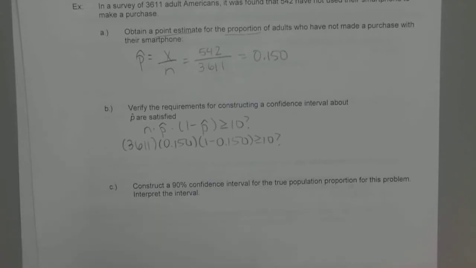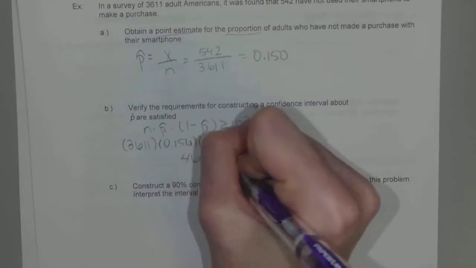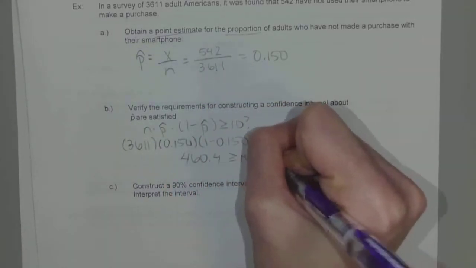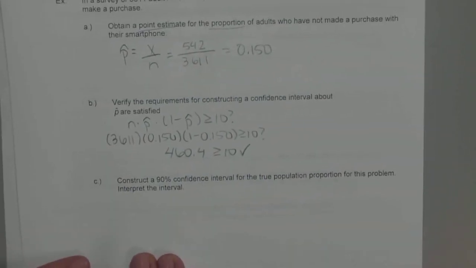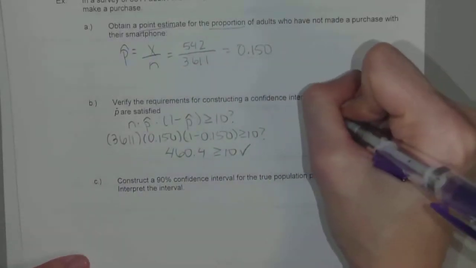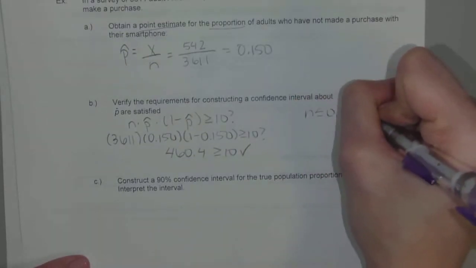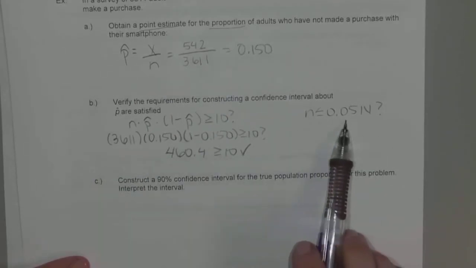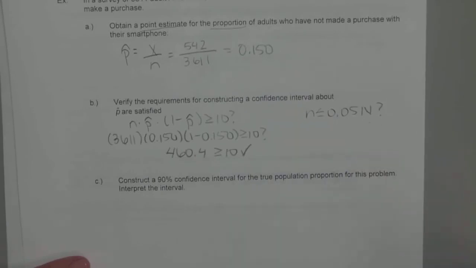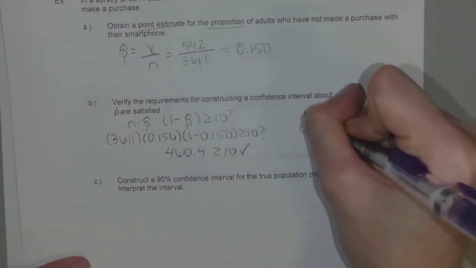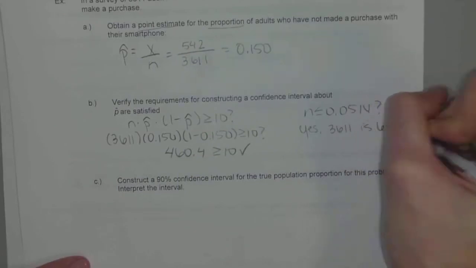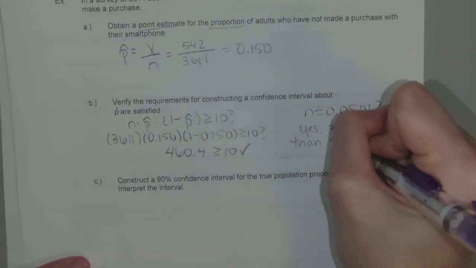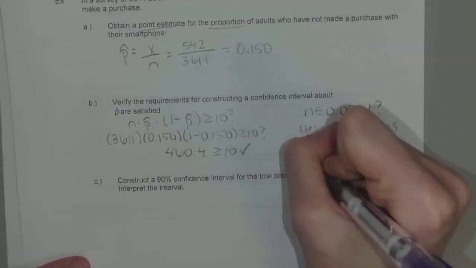I get like 460-ish. Did anybody else throw that in there? Taylor, is that what you got? I got 460.4, yeah. So 460.4 is greater or equal to 10, check. Okay, and then the other one is just, is N less than or equal to 5% of big N? So is 3,611 less than or equal to 5% of all adult Americans? Yes. Okay, so yes, 3,611 is less than 5% of all U.S. adults.